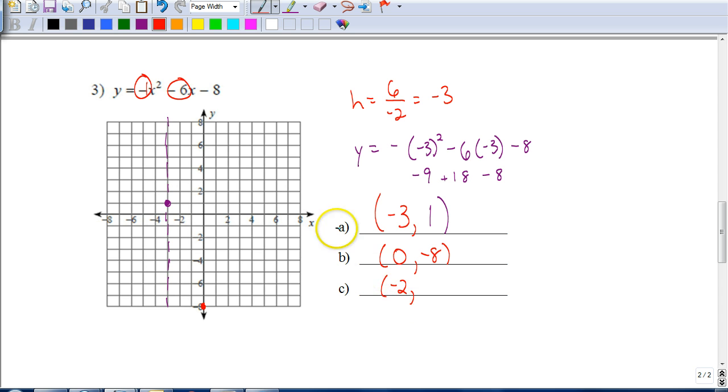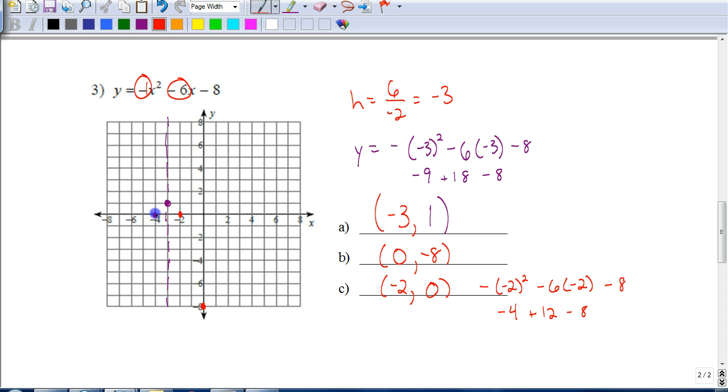So -2, when I put that in here, it's going to be the opposite of -2 squared, minus 6 times -2, minus 8. -2, when you square that, becomes a +4. The negative makes it a -4. -6 times -2 makes that a +12, and then minus 8. -4 plus 12 is 8, and 8 minus 8 is 0. So when x is -2, y is 0.